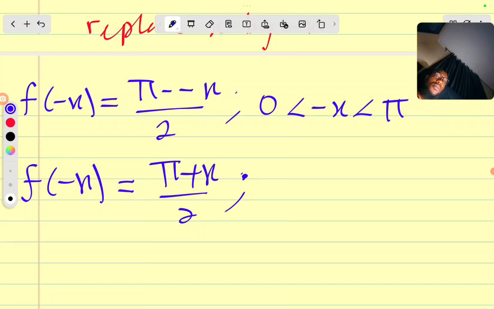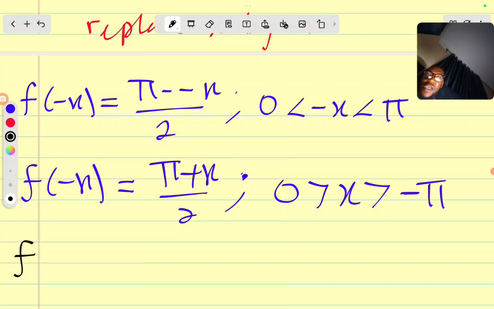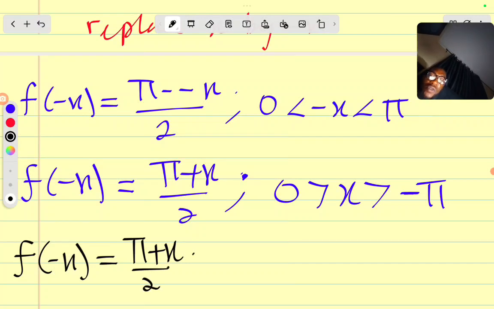So what I'm going to have is 0 is now greater than x, and x is greater than the minus over here. The minus over here will be transformed to minus pi. So I'm going to have 0 greater than x greater than minus pi. Therefore, we are going to have f of minus x now equal to (pi plus x) over 2.